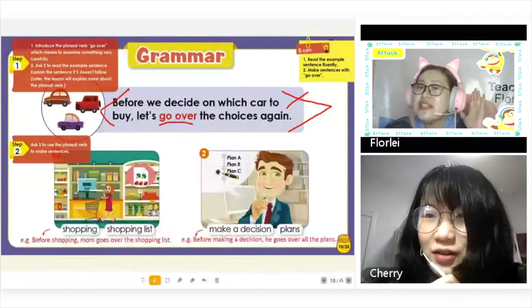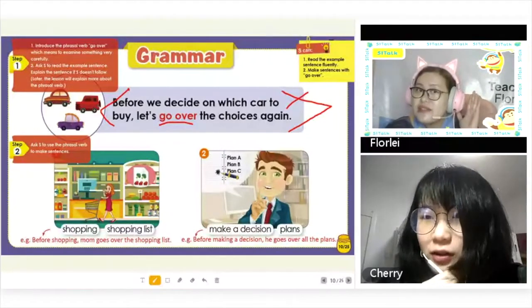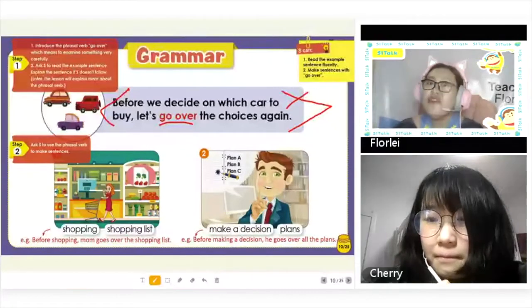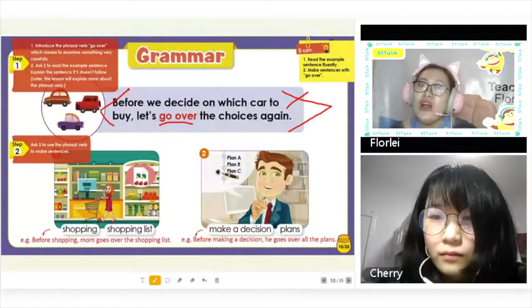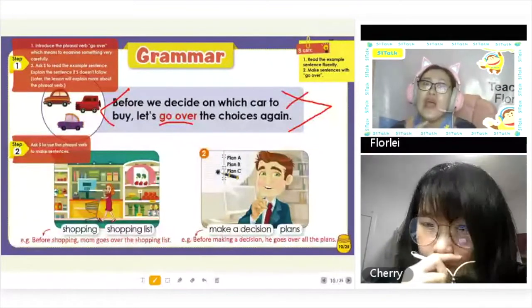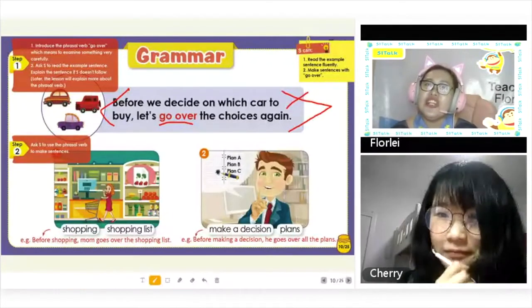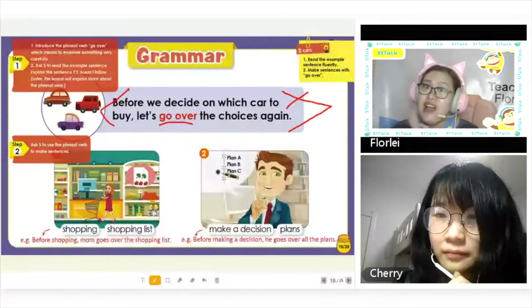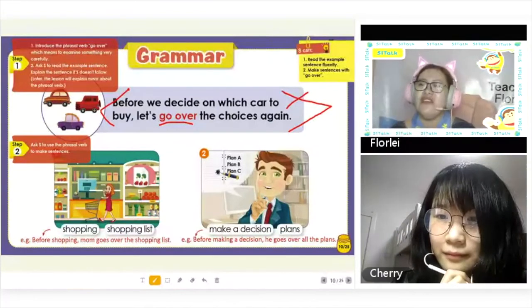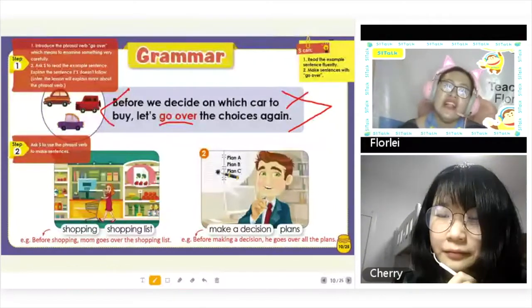Before we decide on which car to buy, let's go over the choices again. Very good. So, of course, if you want to buy a new car, you need to go over the choices that you have in mind. You need to consider, of course, if it's not too expensive, but a very nice car. Something that's very useful and that will fit your lifestyle.